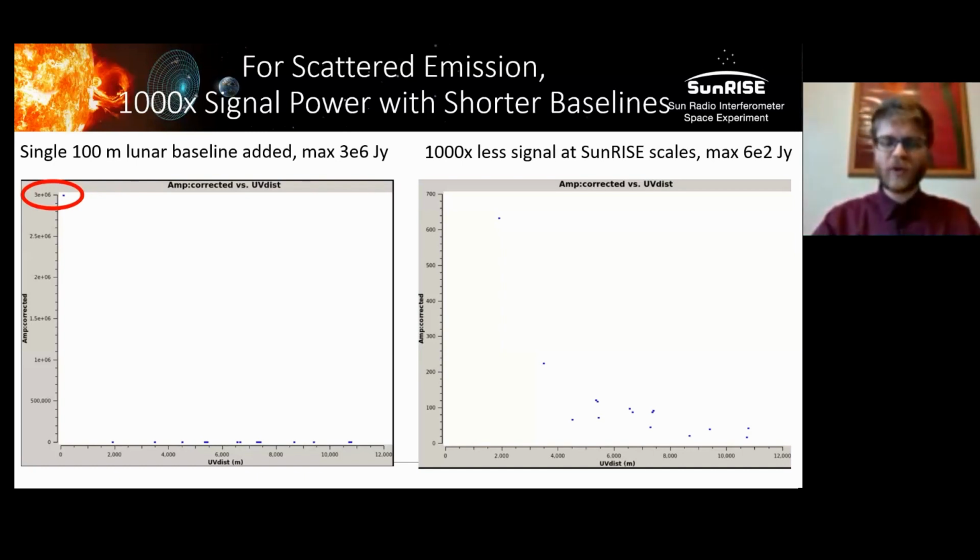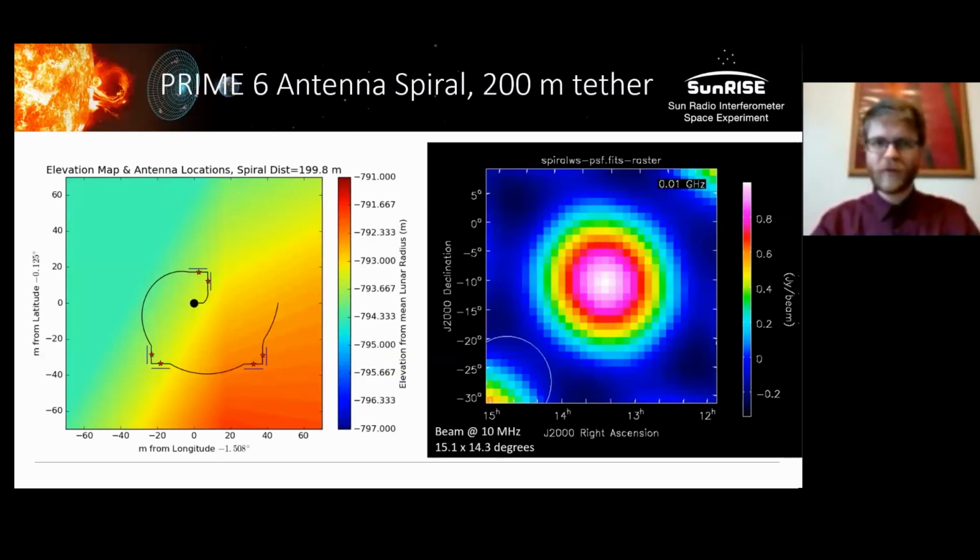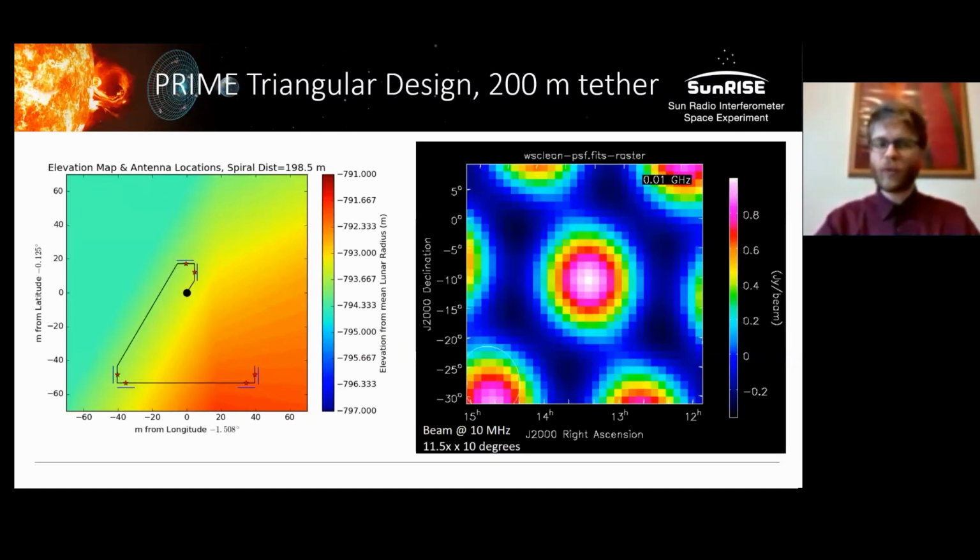And so we have sketched out plans for small and large interferometers on the lunar surface, and they would help even more in localizing and imaging these scattered bursts. Here's a design of PRIME, which is the Prototype Radio Interferometer on the Moon for Exoplanets. Here's another configuration with a 200-meter tether. And here's another configuration with a more spread out 200-meter tether with an increase in the resolution of the output images. So now it has about a 10-degree resolution at 10 megahertz.